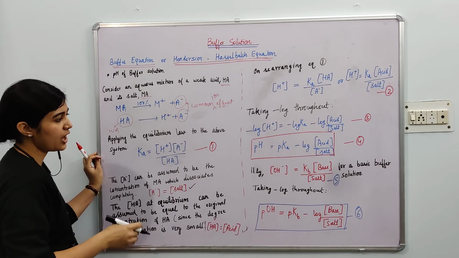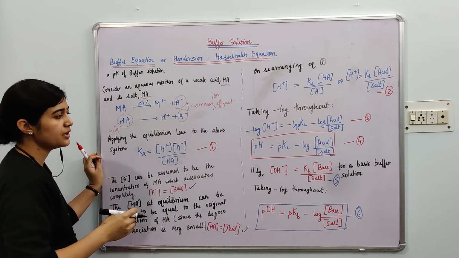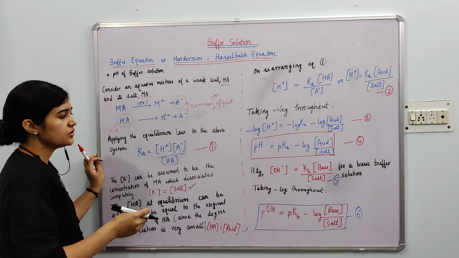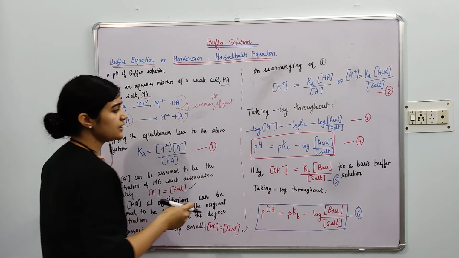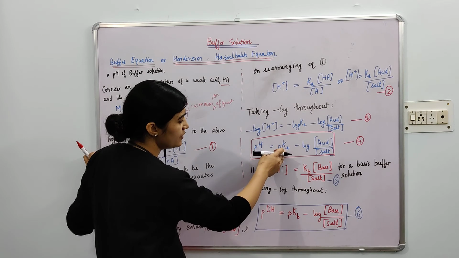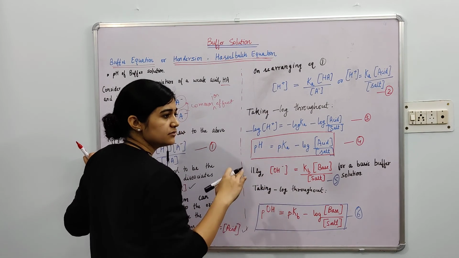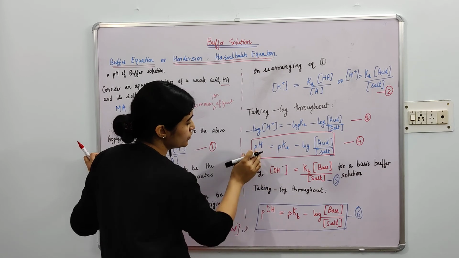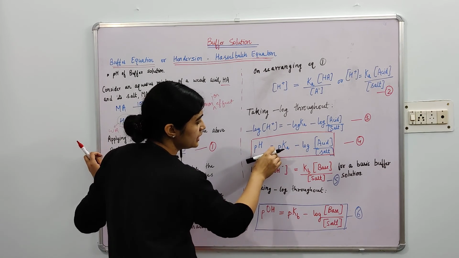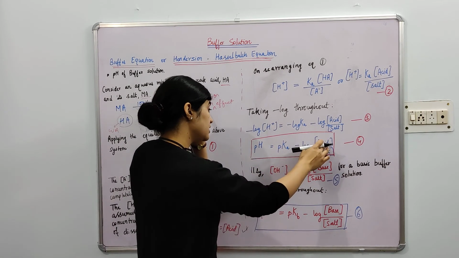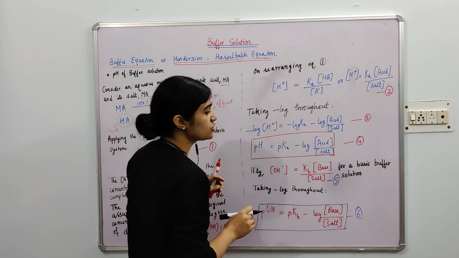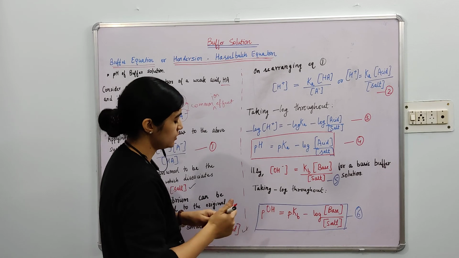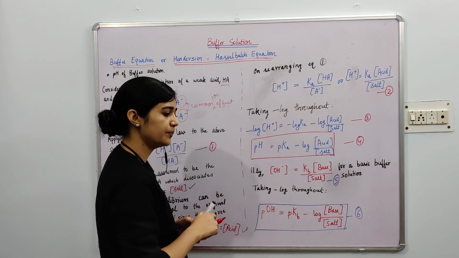So let's say if you have to prepare a pH of some 4.7, what you will do is take an acid which will have a pKa value around that pH, and then using this equation you will determine the ratio of concentration of acid and salt required, and then you will mix those together to get your desired pH.